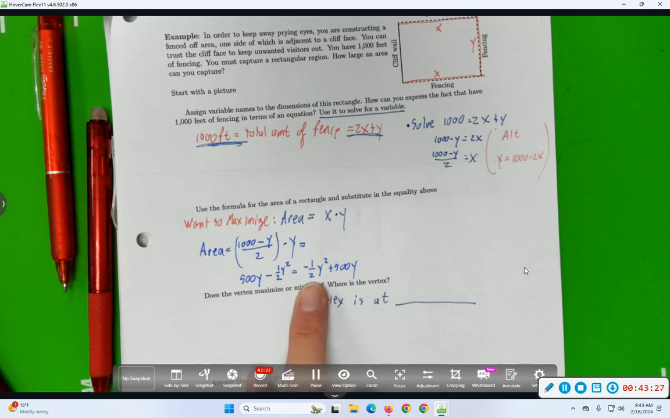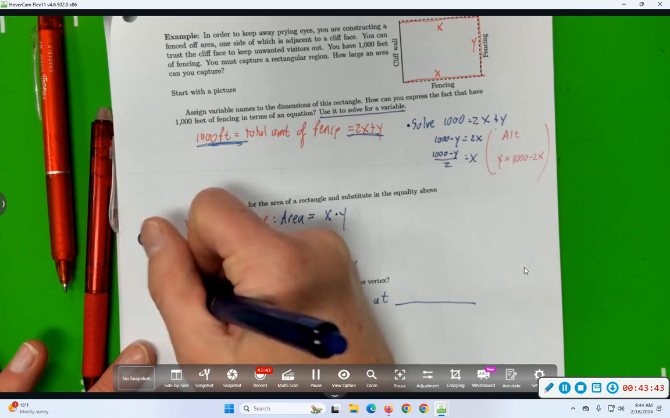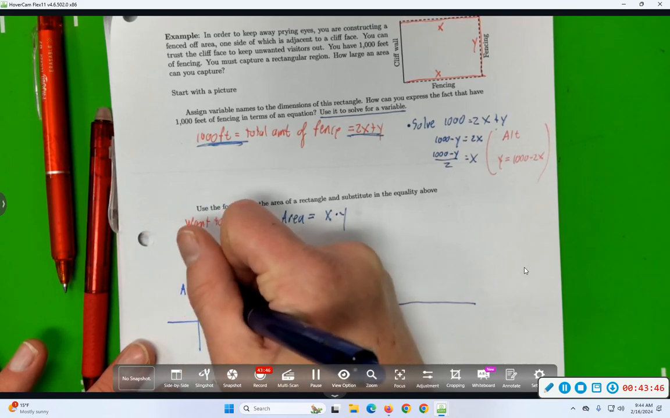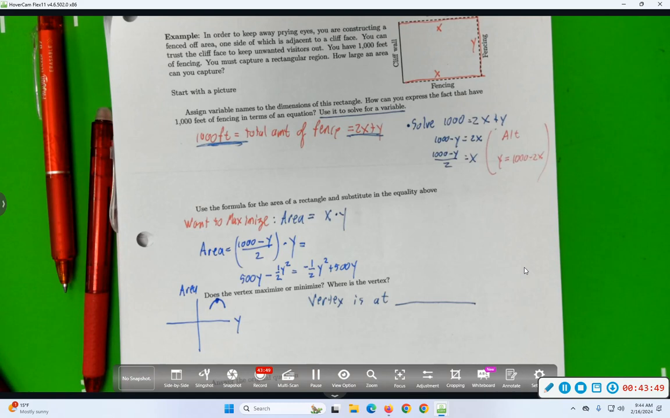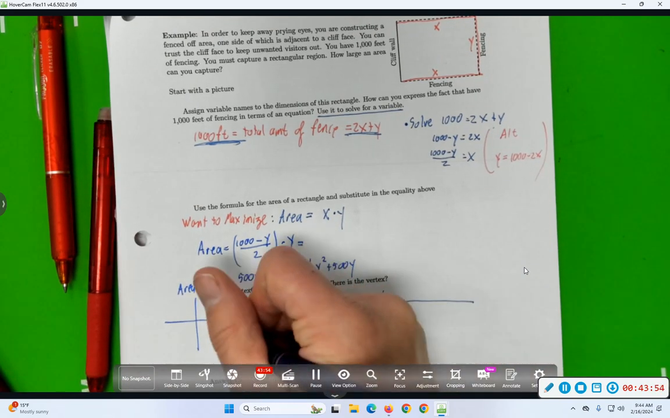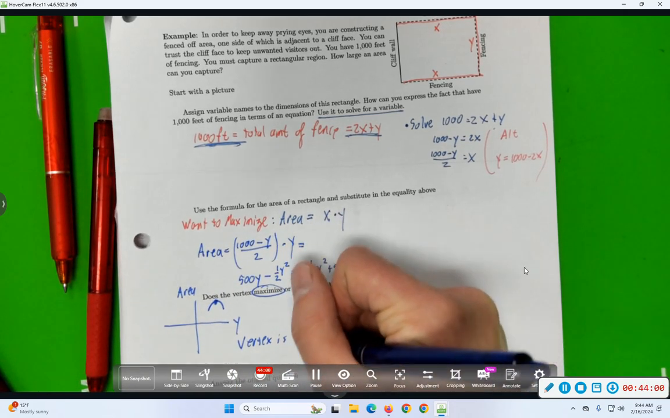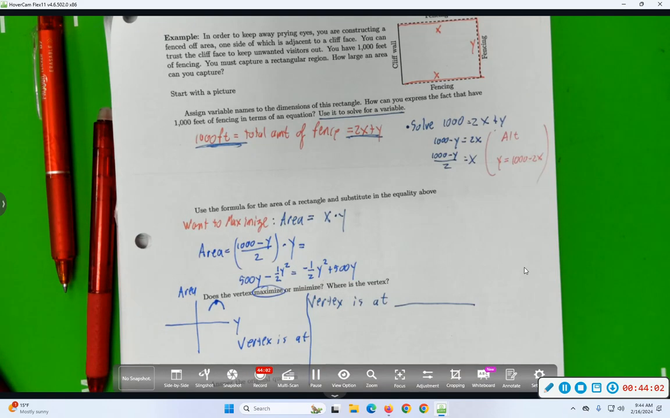The coefficient in front of the variable is negative, so does the vertex maximize or minimize? It would maximize? So I guess the graph here, it would be confusing to draw because there would be a y-axis and an area axis. And this says it'll open downward like that, so it'll maximize. And I'm going to split this into two for the two different ways we could do that. So the vertex is at y, because y is the variable right now, equals negative b over 2a.